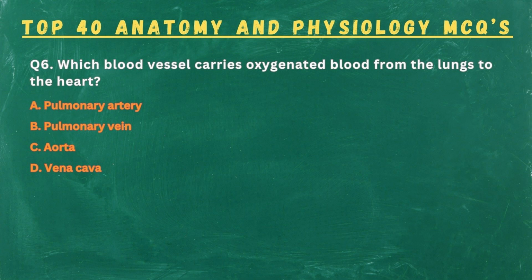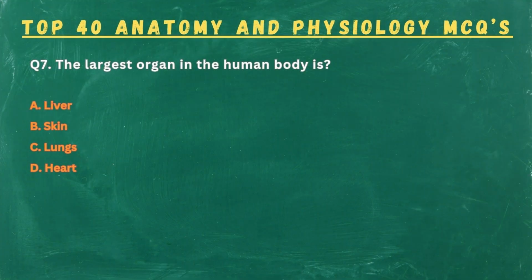Q6. Which blood vessel carries oxygenated blood from the lungs to the heart? A. Pulmonary artery. B. Pulmonary vein. C. Aorta. D. Vena cava. Answer: B. Pulmonary vein. Q7. The largest organ in the human body is A. Liver. B. Skin. C. Lungs. D. Heart. Answer: B. Skin.